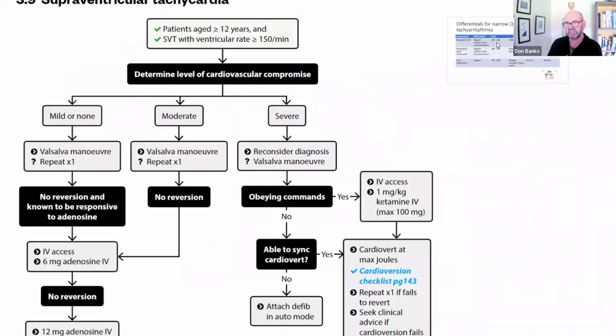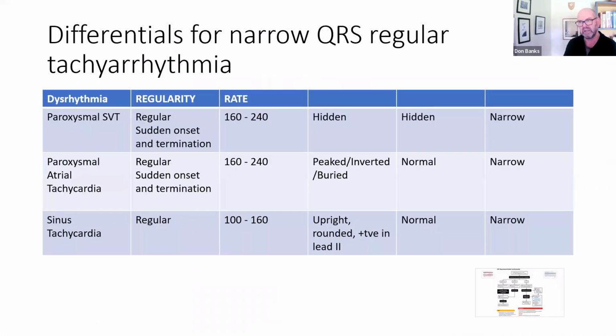So the next thing is that we think about our differentials for a narrow complex tachycardia that's regular. Number one, were you 100% sure that was a regular rhythm? Yes, 100% sure. When I'm asking these questions, all I'm asking you to do is review your evidence. Pretty sure it was pretty clear, regular.